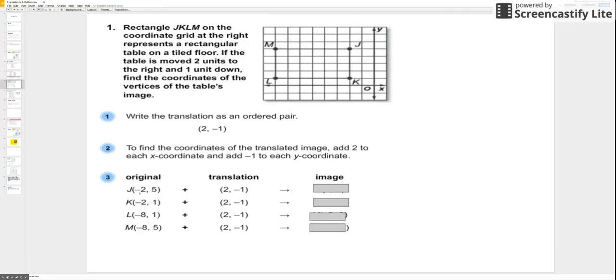Okay, and now you're just going to add. Negative 2 plus 2 gets you 0. 5 plus negative 1 gets you 4. Negative 2 plus 2 gets you 0. 1 plus negative 1 gets you 0. Negative 8 plus 2, negative 6. 1 plus negative 1, 0. Negative 8 plus 2, negative 6. 5 plus negative 1, 4. Okay, all I'm doing is I'm adding 2 to the x coordinate because I'm moving 2 to the right, and then I'm adding negative 1 to your y coordinates because I'm moving down 1.